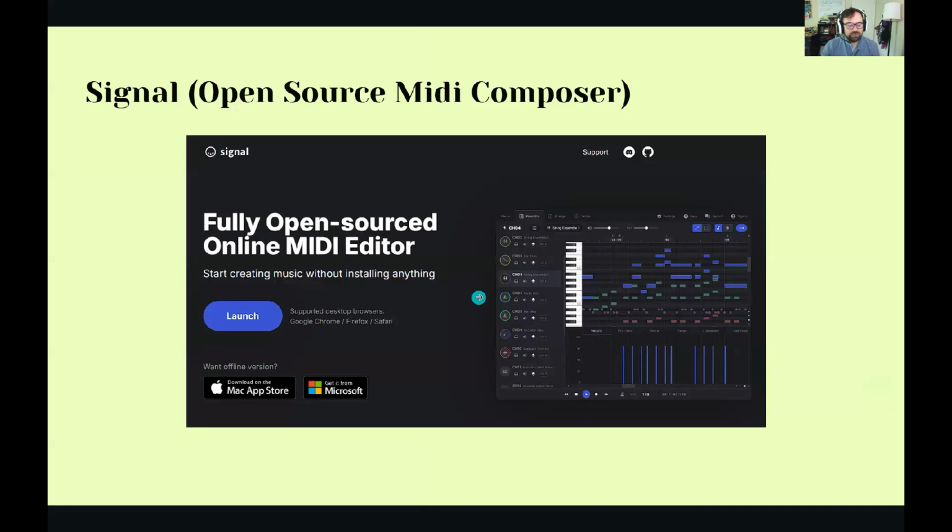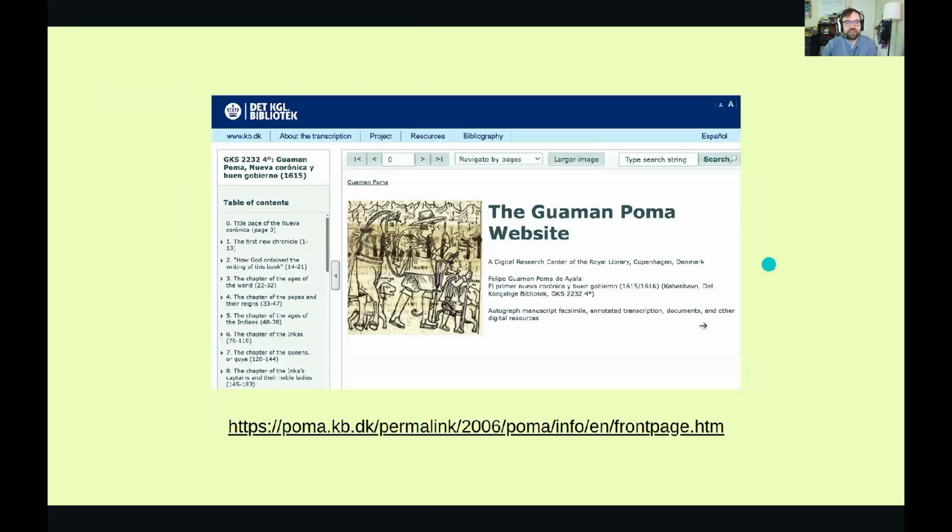I also composed Andean-inspired music using Signal. It's a great open source MIDI composer that works in the browser. So this is the tool that helped me, through the work of many people supporting this open source initiative. And also, of course, I'm using the work of other authors, like the ones I mentioned, and Guaman's.